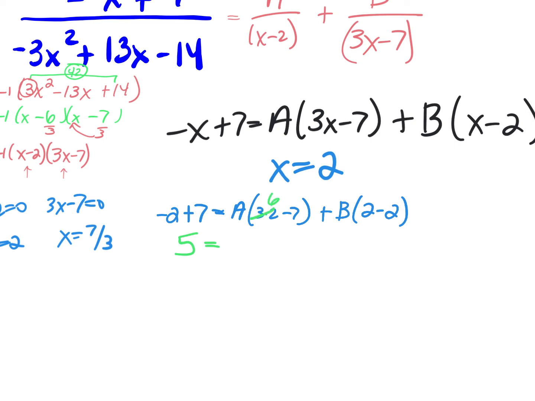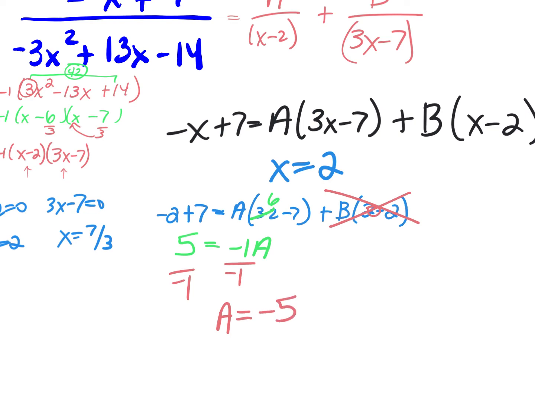6, and 6 minus 7 is? -1. So I have -1a. Agreed? Now, the second piece, what is 2 minus 2? 0. So what's 0 times b? It cancels. So we divide both sides by -1. And what does a equal? -5.